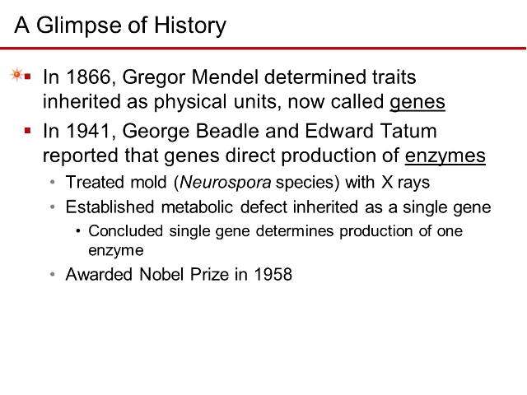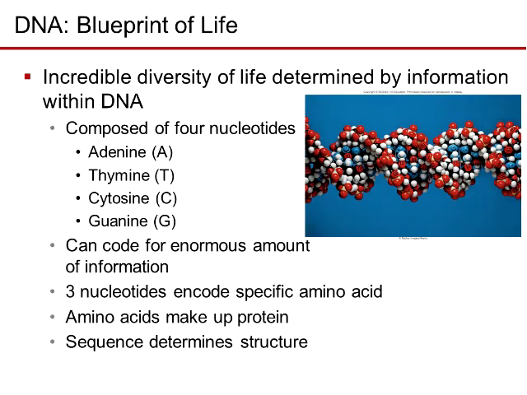In 1941, George Beadle and Edward Tatum reported that genes help produce the enzymes of the body, and they treated mold, Neurospora species, with x-rays. They established metabolic defects inherited as a single gene, and they concluded a single gene determines the production of one enzyme, and they were awarded the Nobel Prize in 1958.